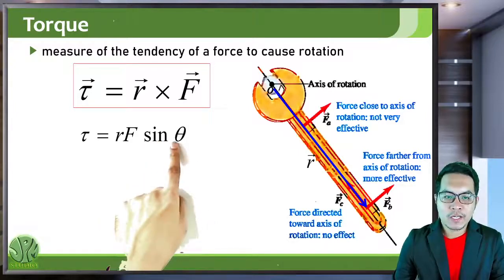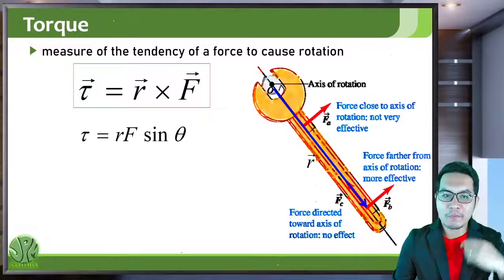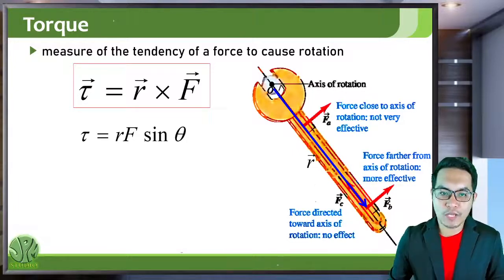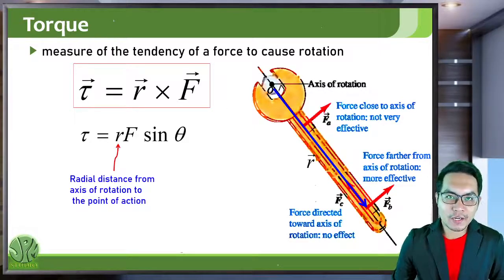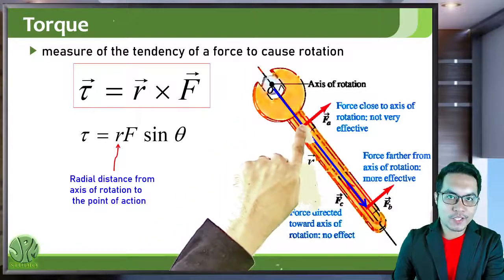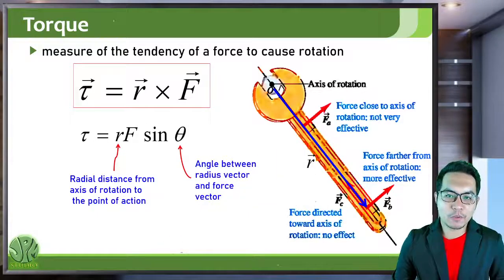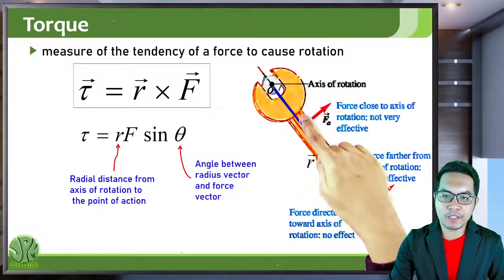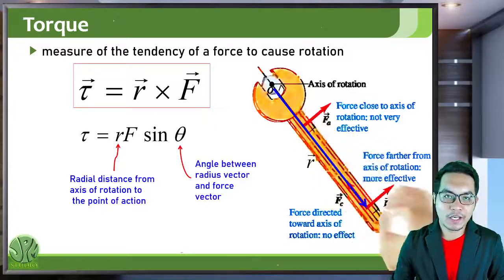Of course, the maximum value of torque happens when theta is equal to 90 degrees, because the maximum value of sine theta is 1, and sine theta is equal to 1 when theta is equal to 90 degrees. Here r is the radial distance from the axis of rotation to the point of action of the force, and theta is the angle between the radius vector and the force vector. In this specific example, the angle between the radius and the force is 90 degrees.